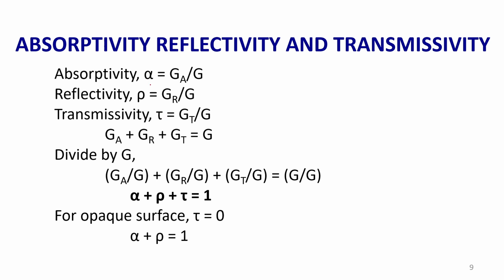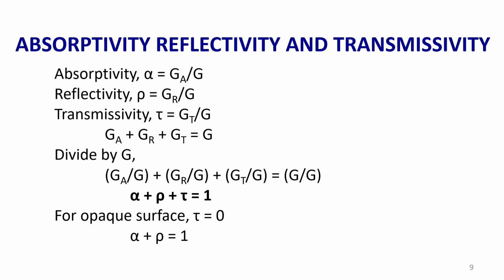Absorptivity is alpha, reflectivity is rho, and transmissivity is tau. Let me remind you, this alpha is the Greek alpha, not a proportionality symbol, and rho is not the density here, rho is the reflectivity. These are all the standard letters used to represent these properties.